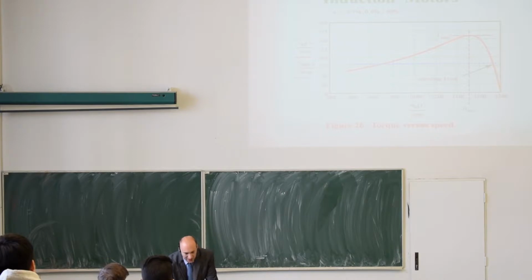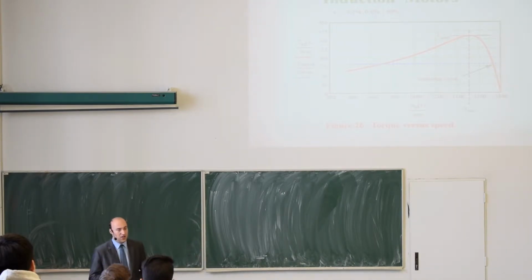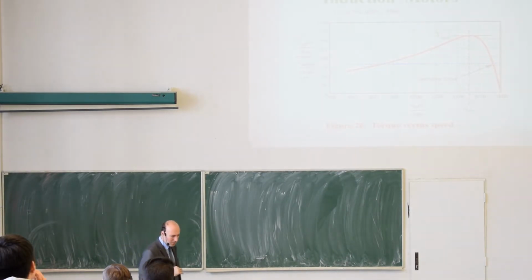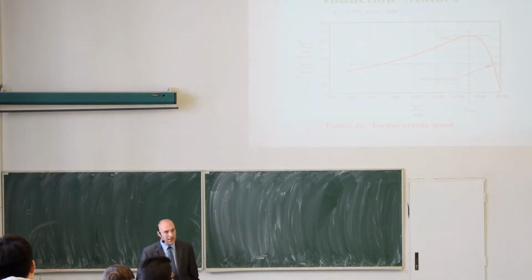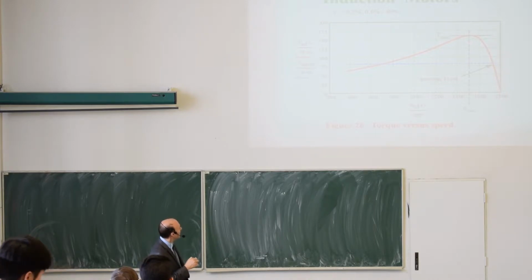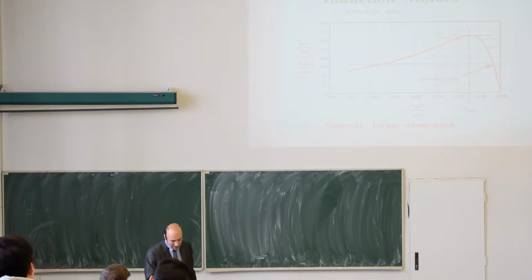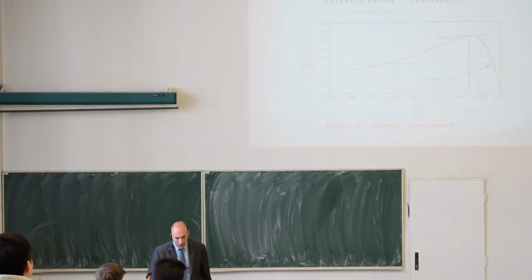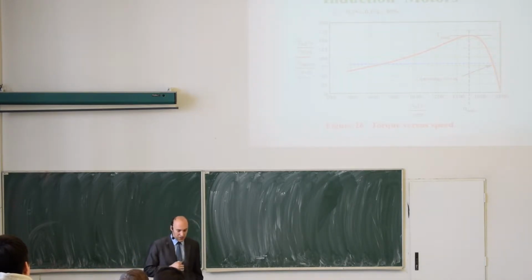We can plot this torque speed characteristic also as a function of speed. So instead of having slip on the x-axis, we can use also speed. Here is such an example. Here you have speed from 200 to 1,800 RPM, and here you have torque. This is exactly the same characteristic as before, only the slip is recalculated to speed in revolutions per minute in this case.